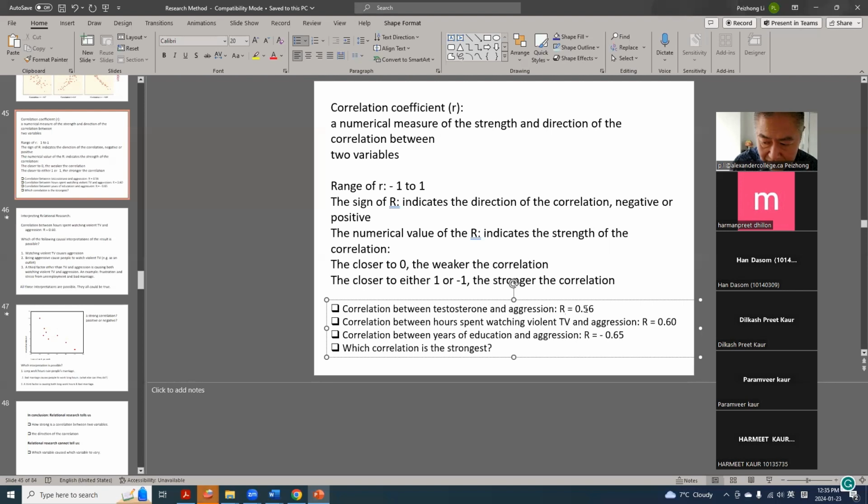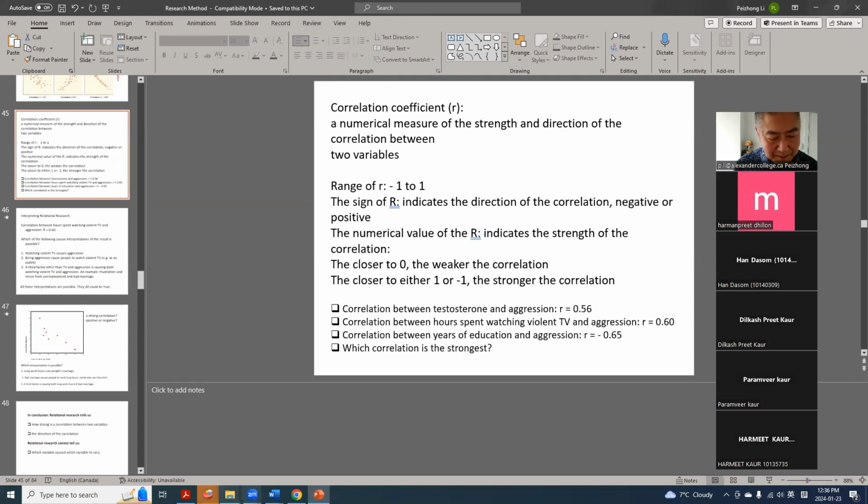And then if we look at these three correlations here, which one is the strongest? Which one is the strongest? -0.65, that is the strongest. Okay, that's what we need to know about correlations.